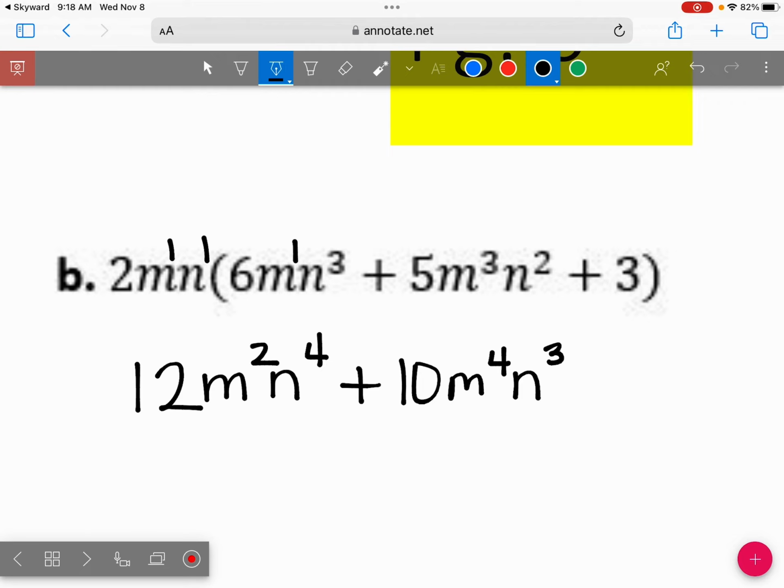And for my last term, all I can do is multiply my numbers. So 2 times 3 is 6. And then that mn is just going to be included in that last term. So this will be a trinomial. So I have 3 terms. Any questions about that? All right, let's keep going.